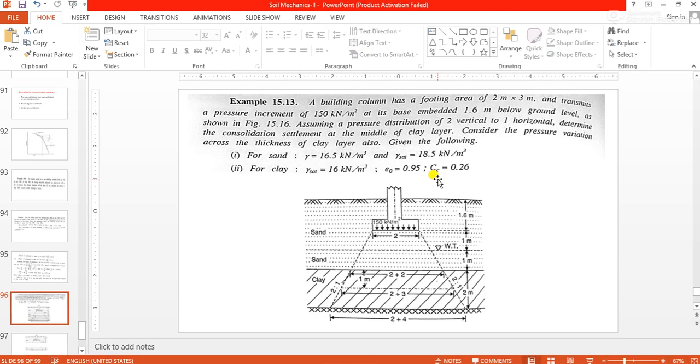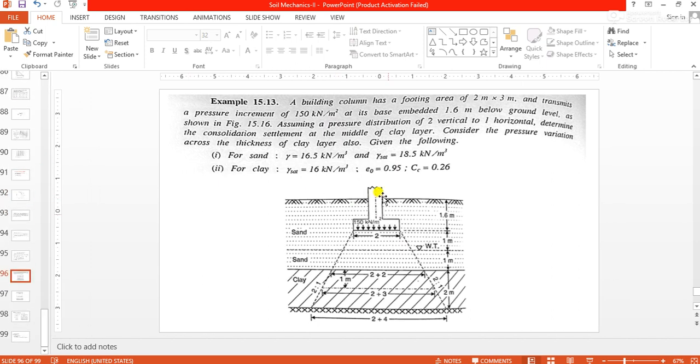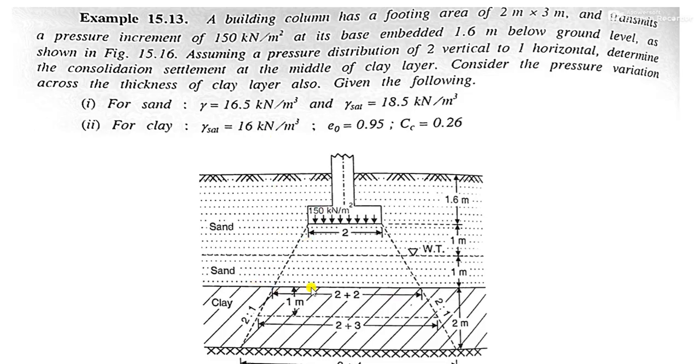So first, understanding of the question is important. A building column, this is a building column, has a footing area of 2 meter into 3 meter. This is the footing of the building, a building column with a footing area of 2 meter into 3 meter.